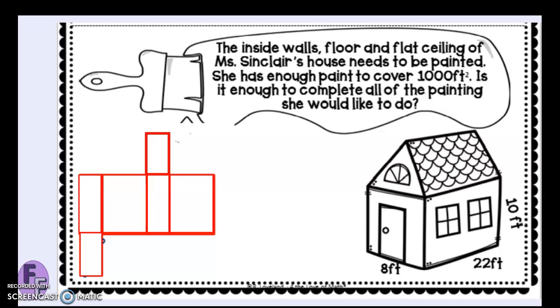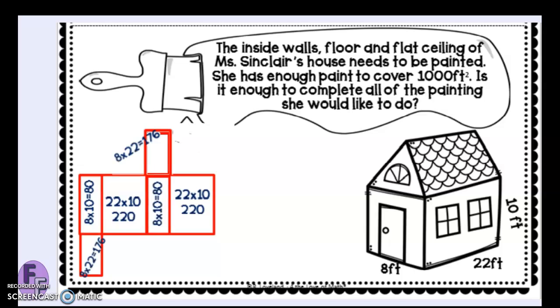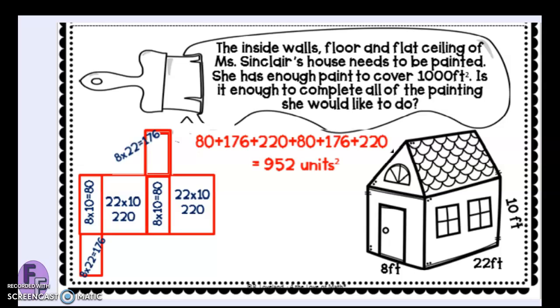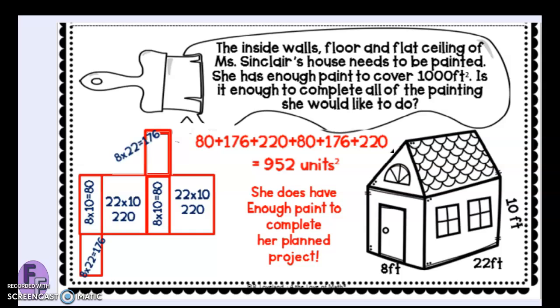Find the area of each face. 22 by 10 is 220, and that's mirrored on the facing side. 8 by 10 is 80, and 8 by 22 is 176. Then add all of the areas together, and you get a total surface area of 952. We need to then compare, does she have enough paint? 952 is less than 1,000 feet, so yes, she has enough paint to complete her project.